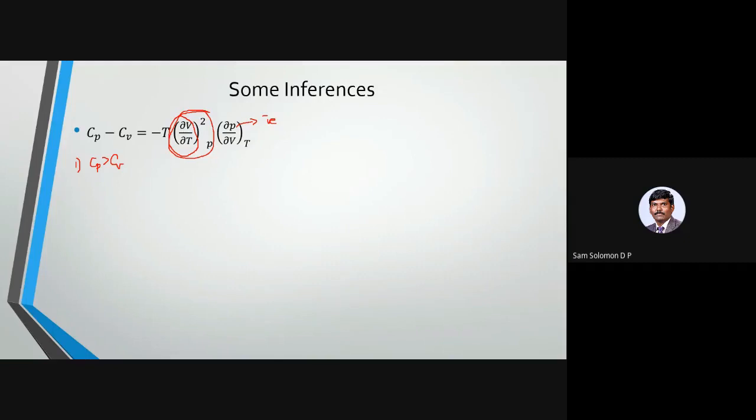The second inference, what you can see here is, if your temperature tends to 0 Kelvin, what will happen to the right hand side? Everything will become 0 because it is just products. So if your temperature tends to 0 Kelvin, your Cp minus Cv is equal to 0, which means Cp is equal to Cv. That is the second inference. So at absolute 0, your Cp value is equal to Cv.